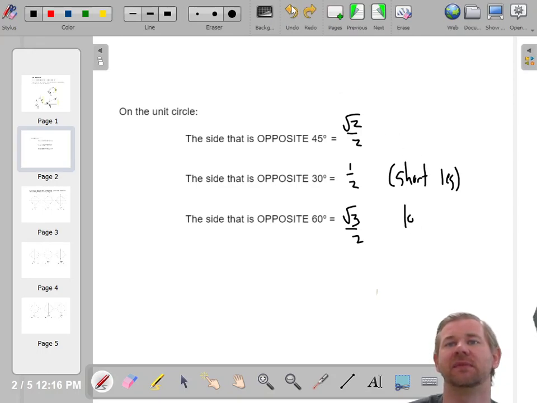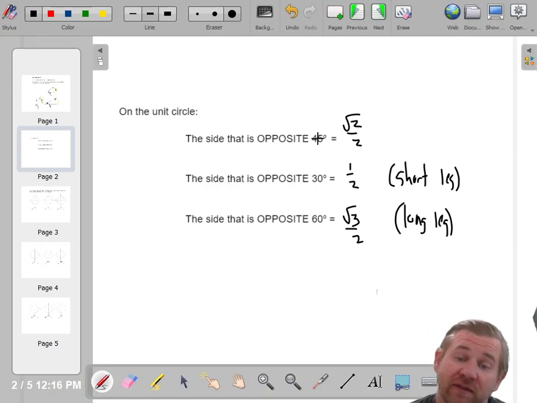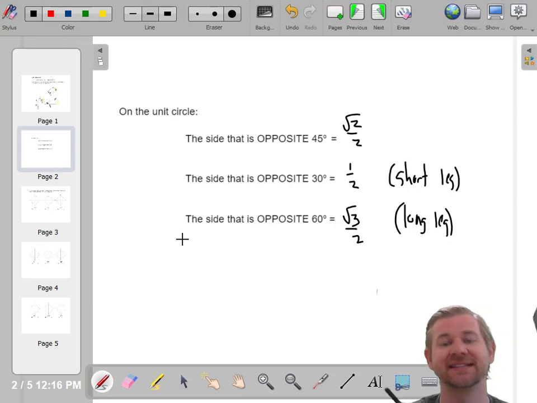This is the short leg, and this is the long leg. Just like, that's how you spell long. So we have some informal ways of describing these. Across from 60 is the long leg, across from 30 is the short leg, and if it's 45, they're both radical 2 over 2. Isosceles means same legs in Greek.